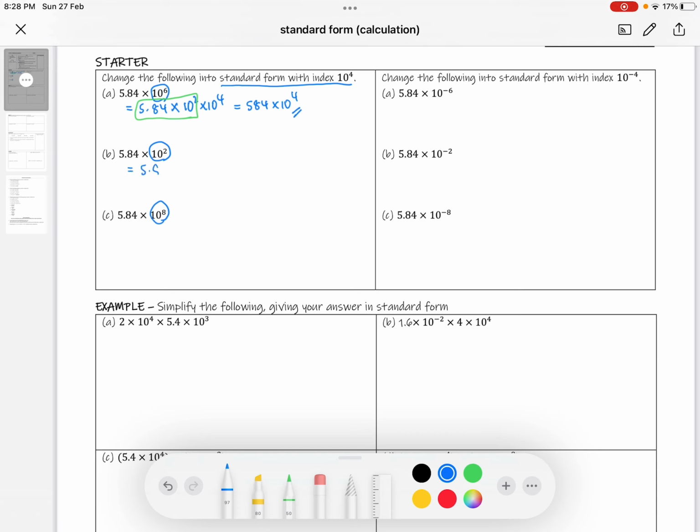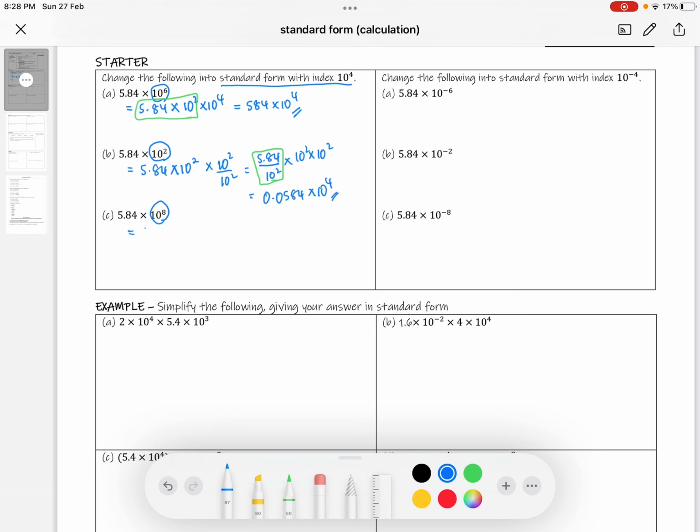For the next one, 5.84 times 10 to the power 2. In order to make this into 10 to the power 4, I can multiply the whole thing with 10 to the power 2 over 10 to the power 2. This is equal to 1, so it does not change the value. Rewriting it this way and simplifying that part, I would get 0.0584 times 10 to the power 4. Again, that is what the question requires.